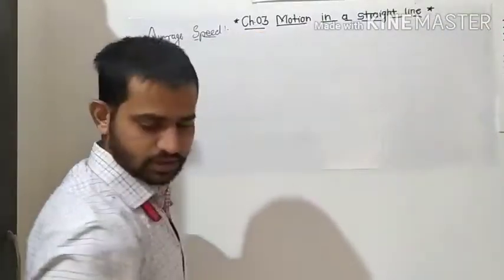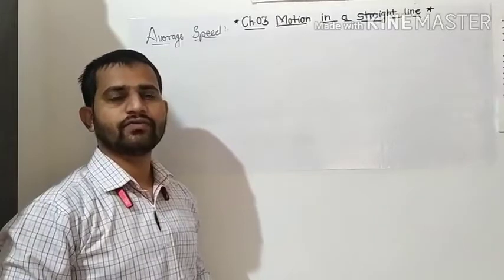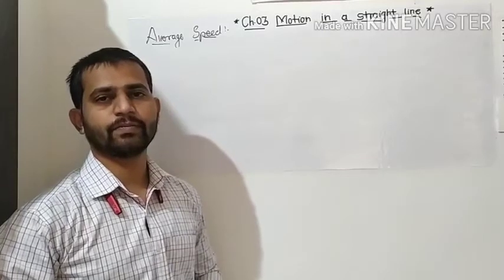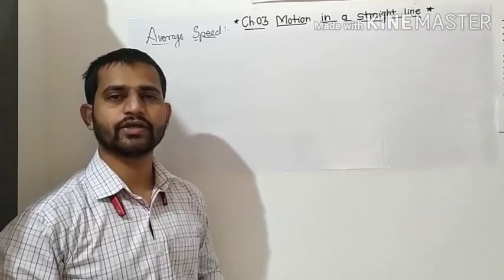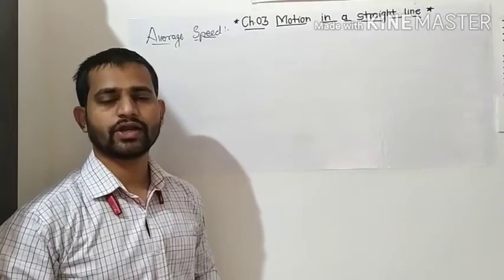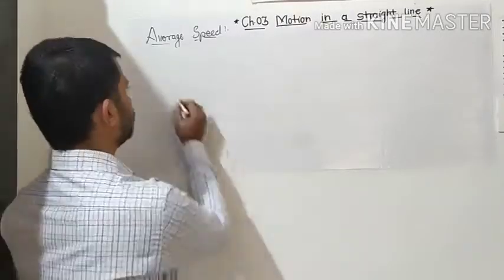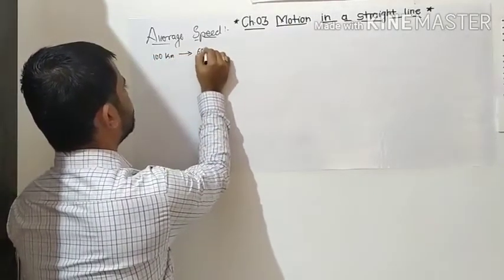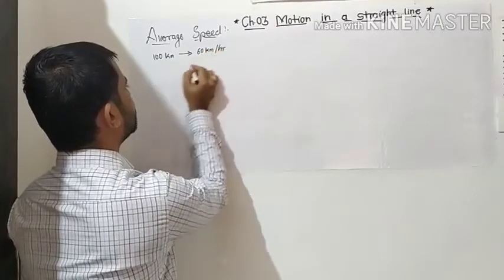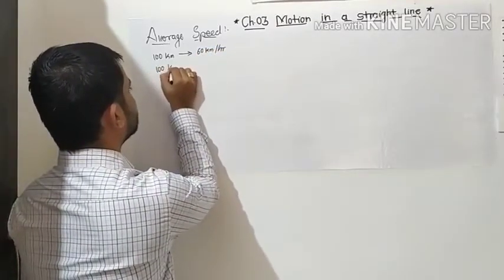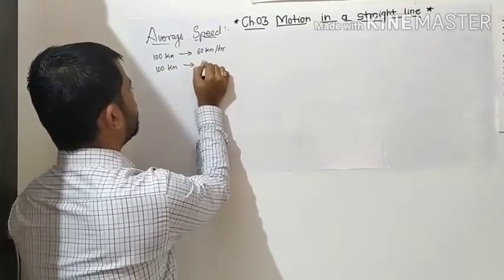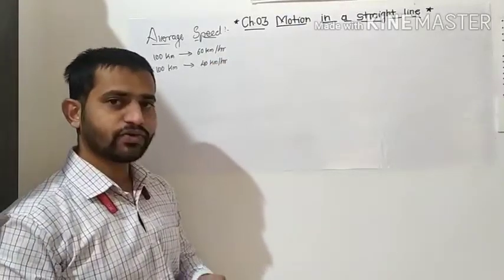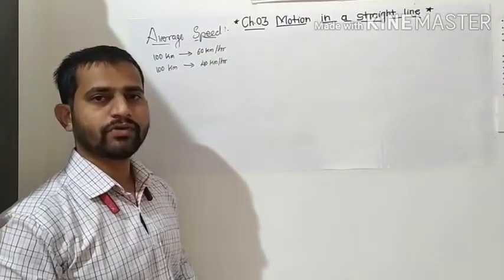So in that case, suppose a car is traveling the first 100 kilometers with 60 km per hour and the next 100 kilometers with 40 km per hour, then how to calculate the average speed? The first 100 km is traveled with 60 km per hour velocity, and the next 100 km with 40 km per hour velocity. So how can we calculate the average speed?